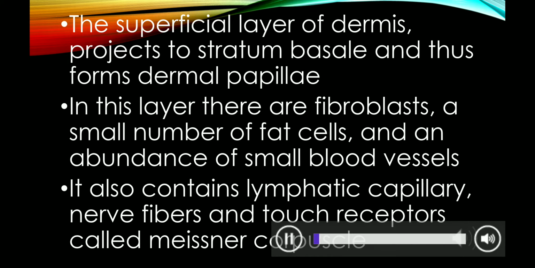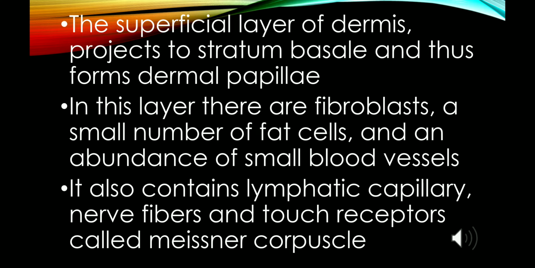The superficial layer of dermis projects to stratum basale. We have already discussed that stratum basale is the deepest layer of epidermis, and this forms dermal papillae. In this layer there are fibroblasts, a small number of fat cells, and an abundance of small blood vessels. And it also contains lymphatic capillaries, nerve fibers, and touch receptors called Meissner corpuscles.